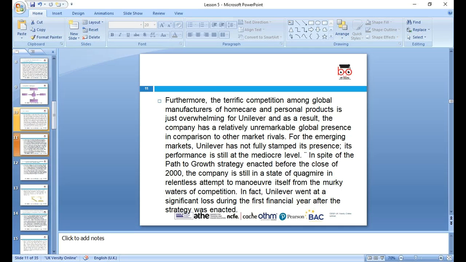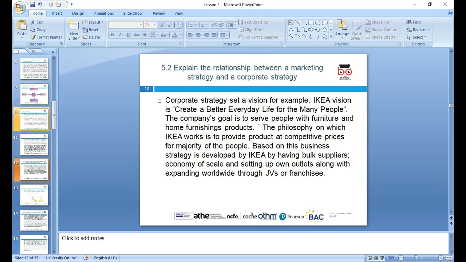Of course, there is huge competition. So we need to enact it before the close of 2000. The company is still stable, so we need to look around this. In fact, Unilever went into a significant loss during the first financial year due to this strategy. And then they tried to replace it, enhance it, and ultimately the strategies worked for them. So we need to think about that.